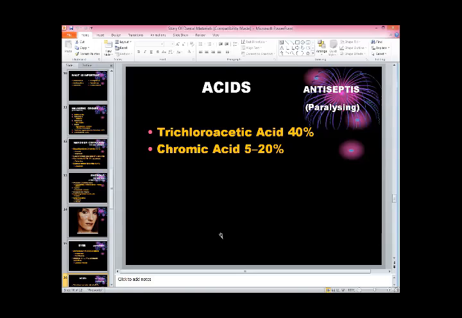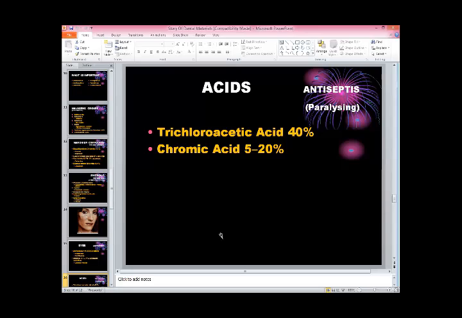So these two acids, when we use them, are very strong antiseptics, but they are paralyzing. When I say antiseptic, they kill the bacteria. Antiseptics are killing the bacteria in a way, and they are also killing the normal cells. But these two acids are helping us in that they are not killing that particular bacteria or tissue completely. They paralyze that. The life will be there.